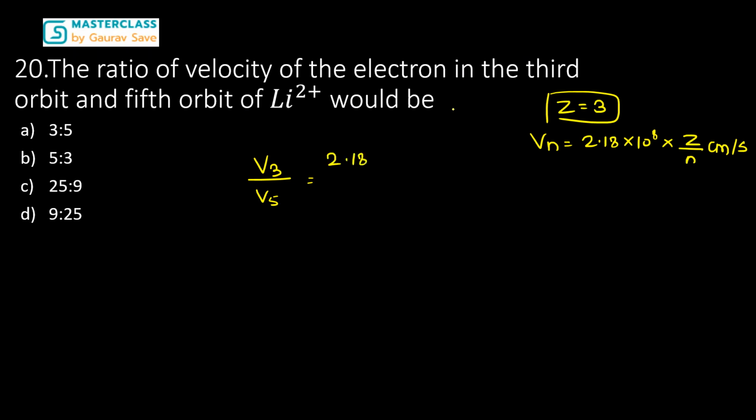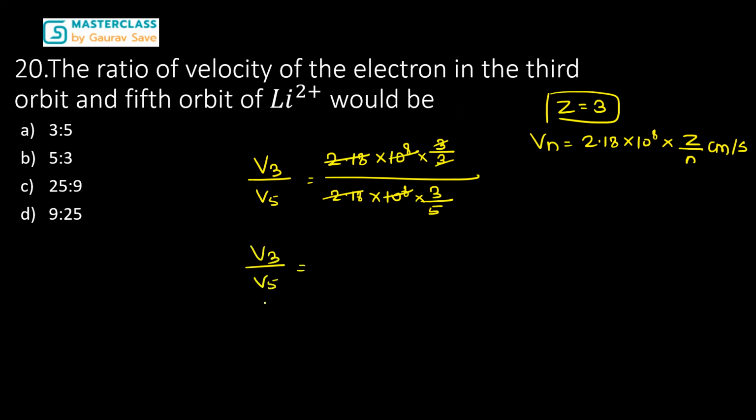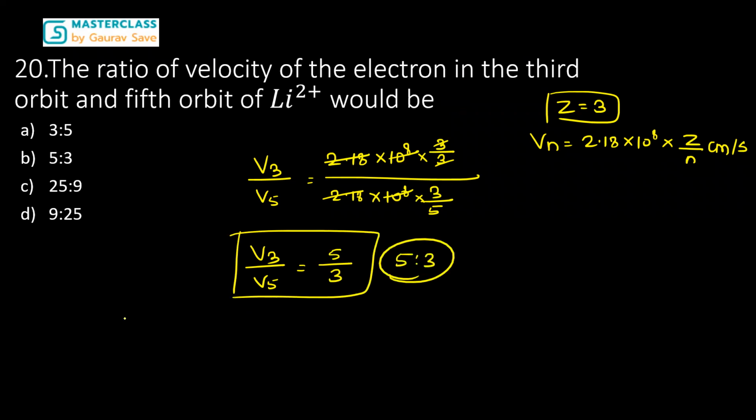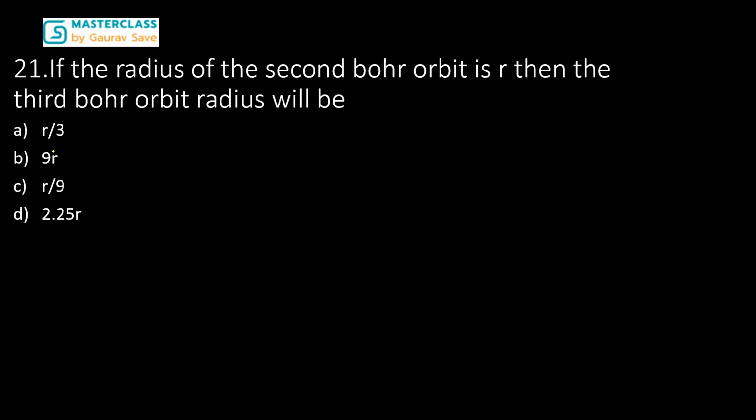Now the ratio will become 2.18 into 10 raised to 8 into 3 upon, for third shell n is equal to 3, and 2.18 into 10 raised to 8 into 3 upon, for fifth shell n is equal to 5. Now 2.18 will get cancelled out, 10 raised to 8 will get cancelled out, 3 ones are 3 ones are. So velocity in third orbit divided by velocity in fifth orbit will become 5 will go up, and it will become 5 upon 3. So ratio is 5 is to 3.